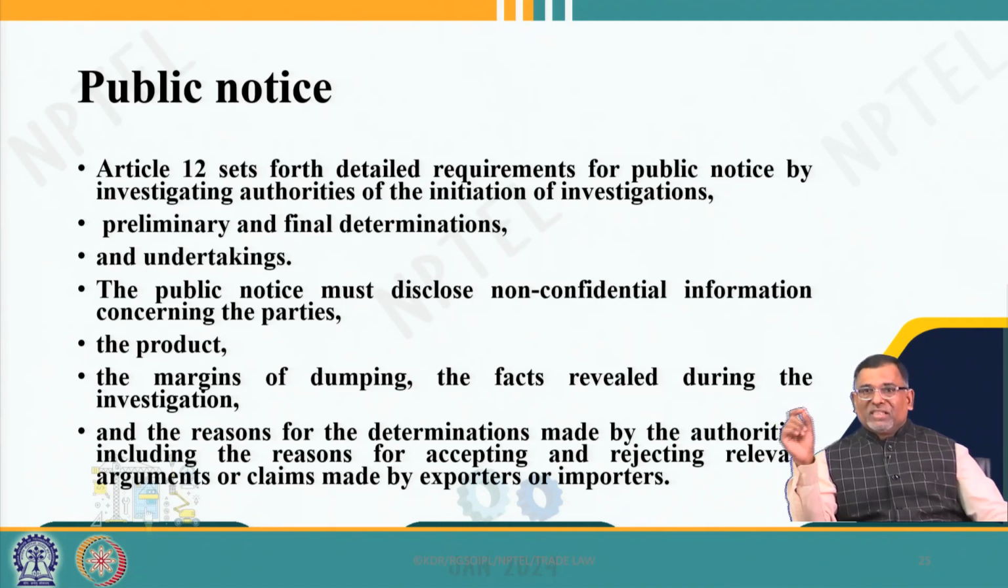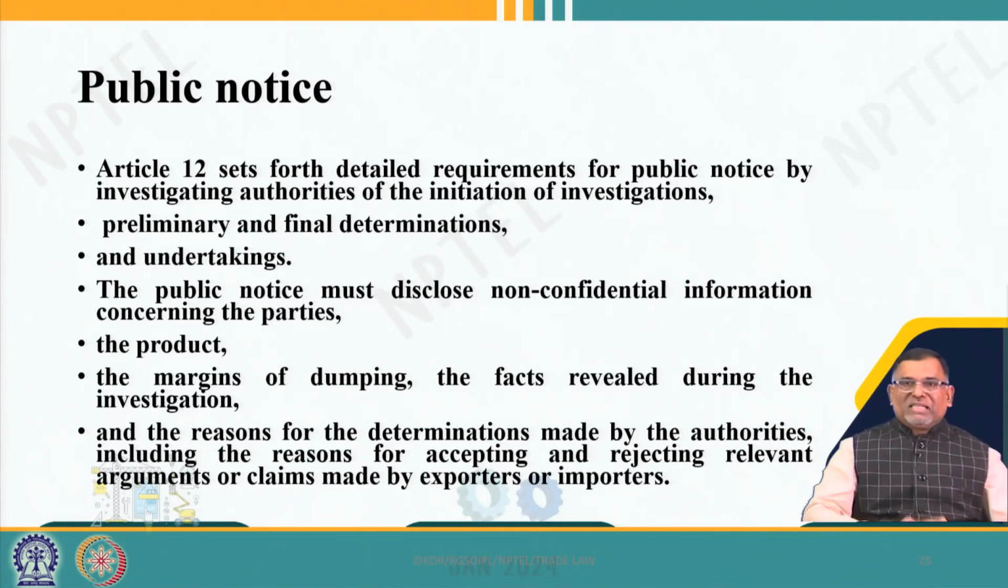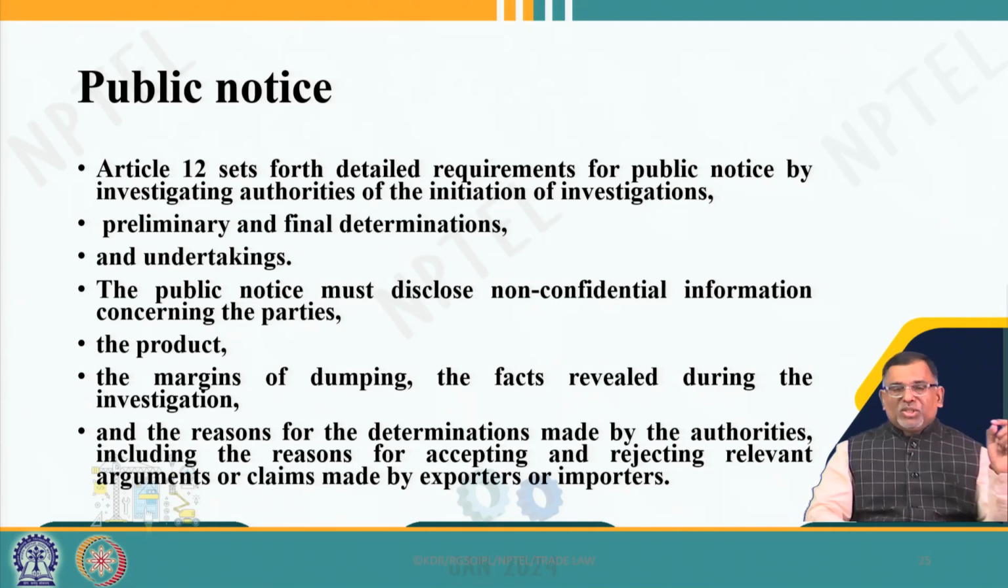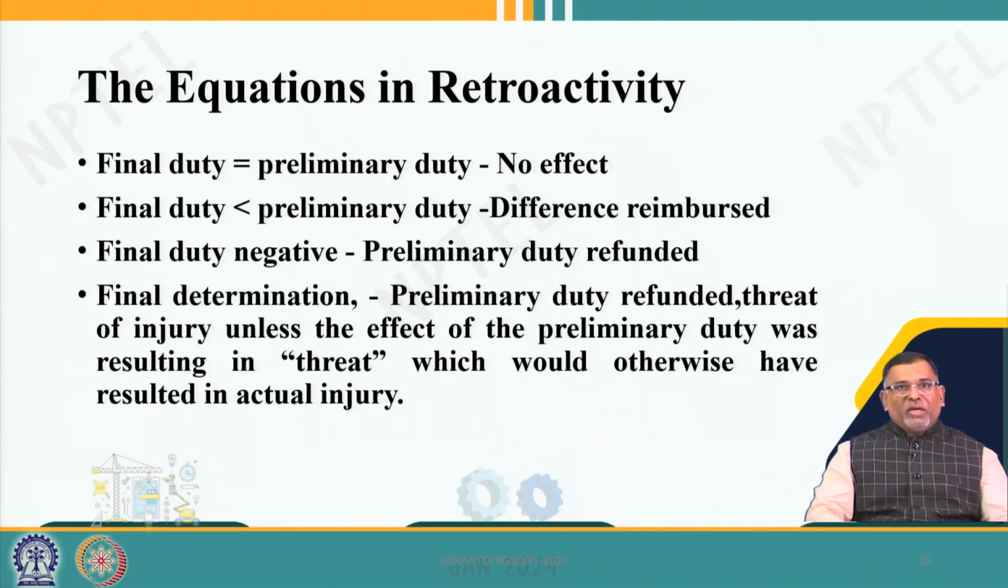So, the reasons for rejecting and accepting arguments and evidence are also to be put in a public place, in the decisions of the anti-dumping directorate. So, a public notice is required. Not all the data, as they are confidential information, but the initiation and the ending or termination of anti-dumping duties, or even price undertakings, are to be there, and the information should be in the public domain. Then we can see some equations with regard to retroactivity.